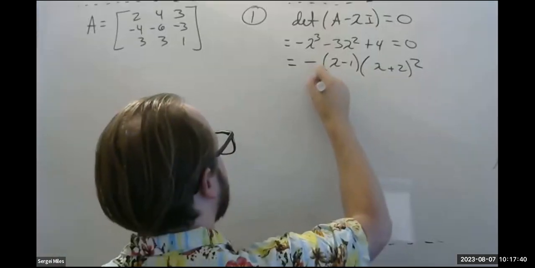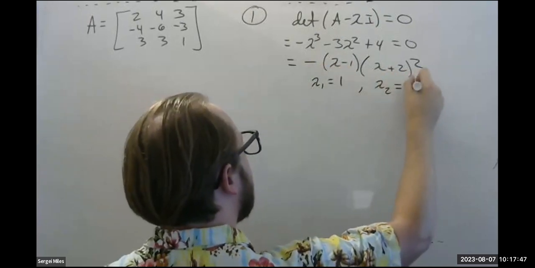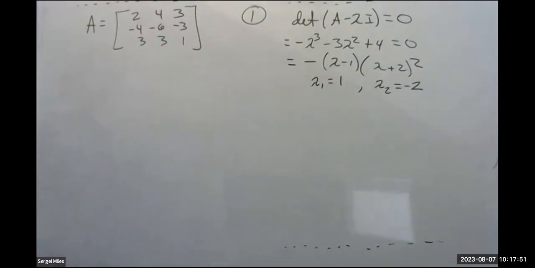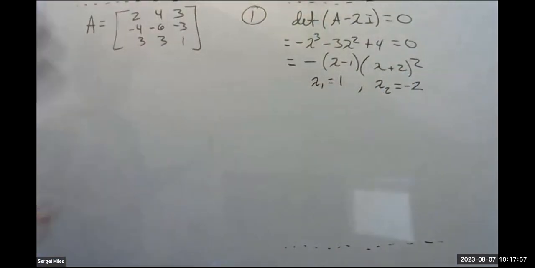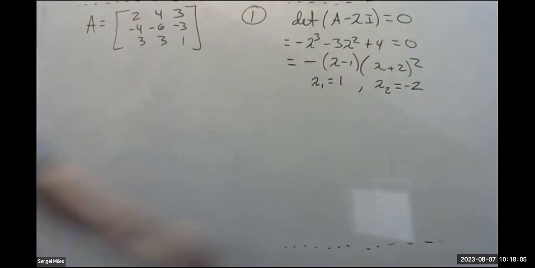Now, what's interesting is that this was a 3 by 3. Before, in the last problem, I had 2 distinct eigenvalues. Now, here I have only 2. Does that mean it's not diagonalizable? Well, not necessarily. Why? Well, lambda equal to -2 has a multiplicity equal to 2.